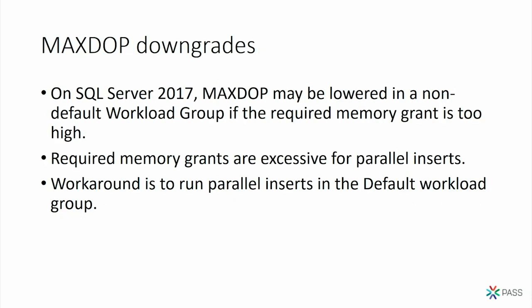So new problems. On 2017, SQL Server can downgrade your max stop based on what it thinks it needs for memory. And what it thinks it needs for memory for compression can be much, much higher than what it could possibly use. The workaround is use the default workload group. I don't know about you, but if I have resource governor turned on, I send all my work to the default.